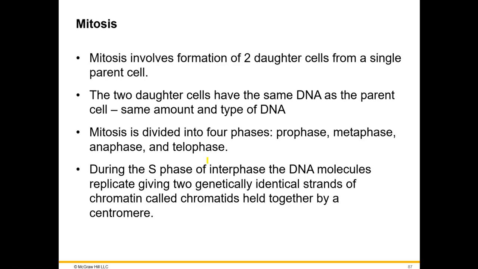So mitosis is the division of a parent cell and the formation of two daughter cells that are genetically identical to the parent. So it's like cloning, okay? Mitosis is divided into 4 phases: prophase, metaphase, anaphase, and telophase.